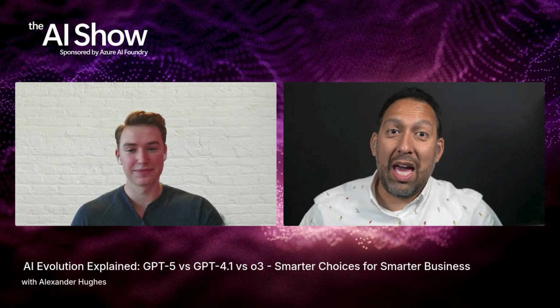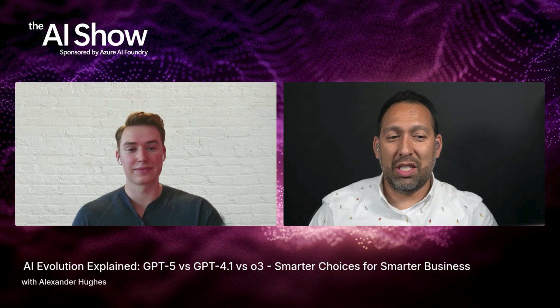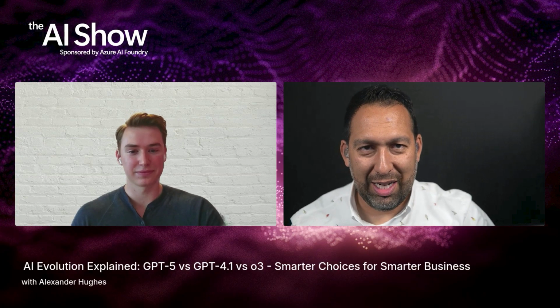You're not going to miss this episode of the AI Show. We talk all about AI evolution explained, GPT-5 versus 4.1 versus O3, smarter choices for smarter business, my friend Alex. Make sure you tune in.